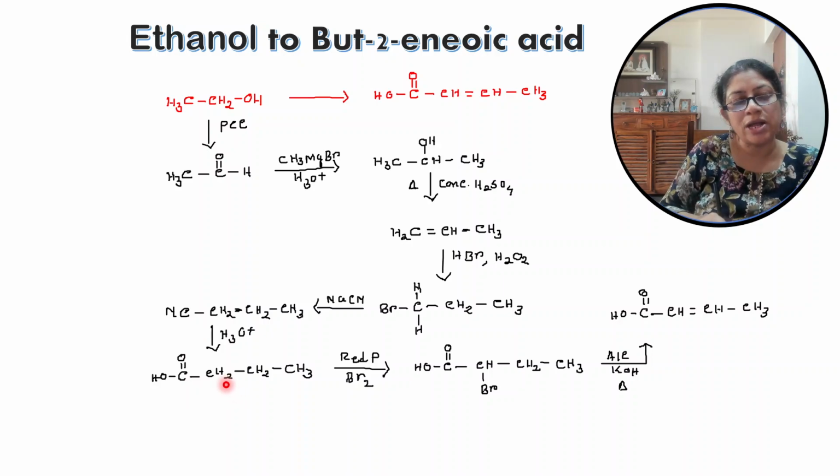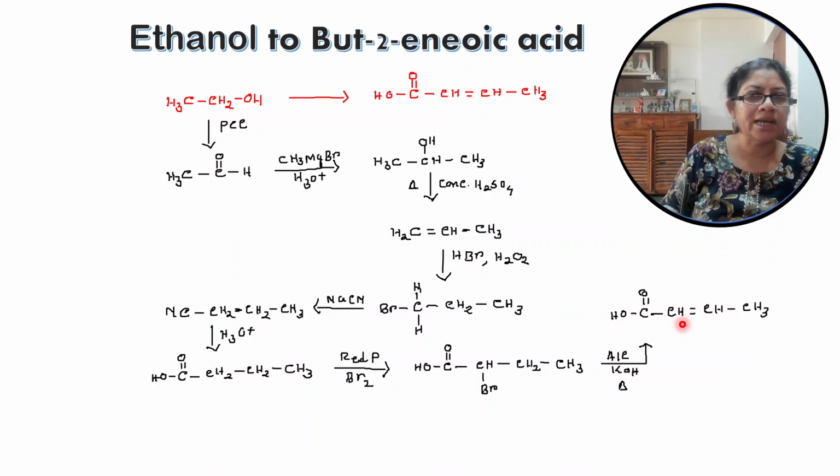Next step is that we have to introduce a double bond next to the carboxylic acid. So here the double bond is between the alpha and beta carbon. To introduce a double bond here, first we have to introduce a bromine here, and that's why we are doing a Hell-Volhard-Zelinsky reaction, red phosphorus and bromine. Here bromine is coming in the alpha position. Then elimination reaction, we will be getting a double bond here. Then we are getting our final product, but-2-enoic acid.